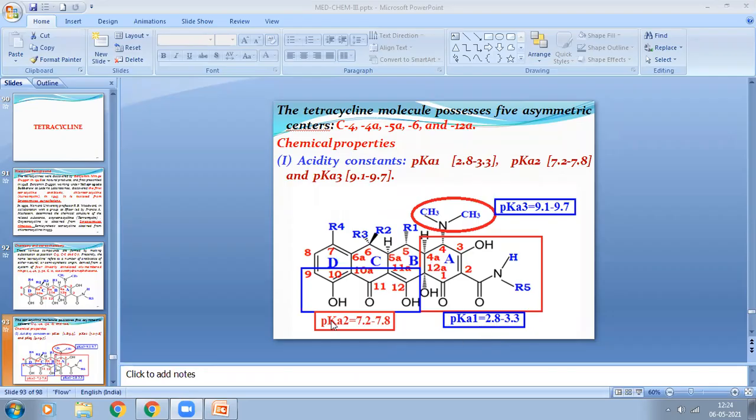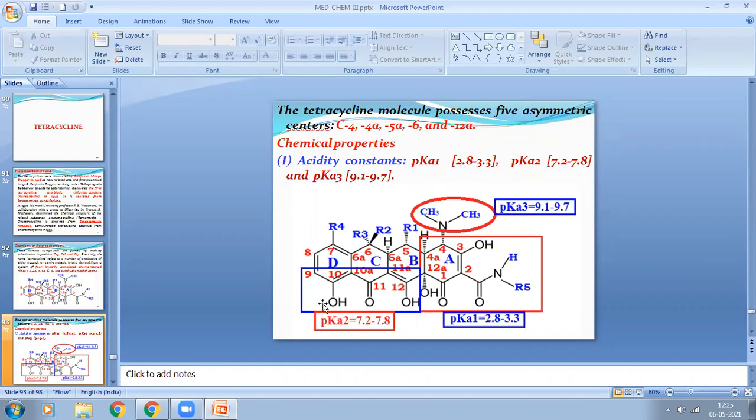Next, pKa2. The pKa2 is basically responsible for the conjugated phenolic anion system between C10 to C12, with C11 in the middle. That is C10, C11, C12. This conjugated phenolic anion system between C10 to C12 will give the pKa2 value 7.2 to 7.8. You see, phenolic anion system, C10 to C12.